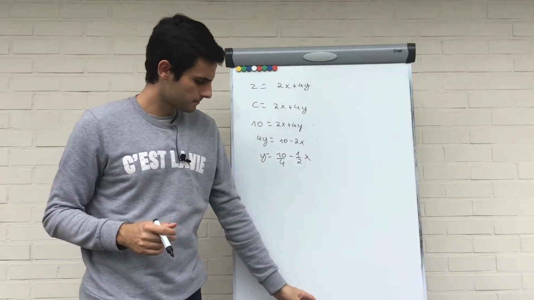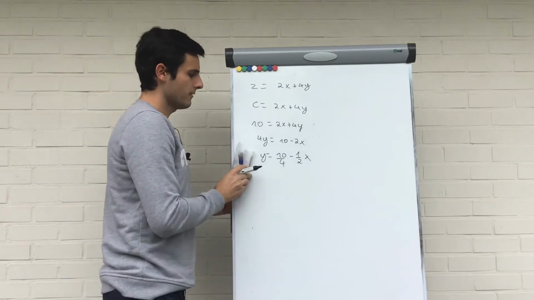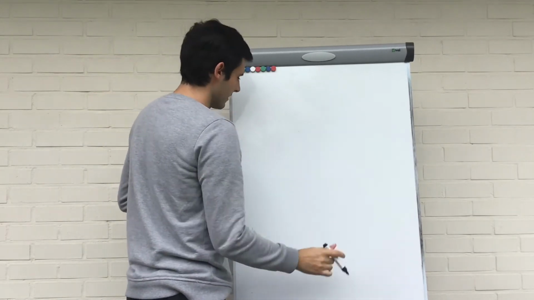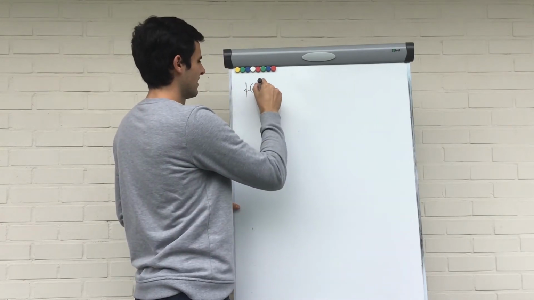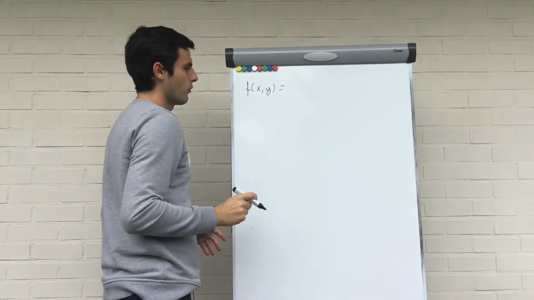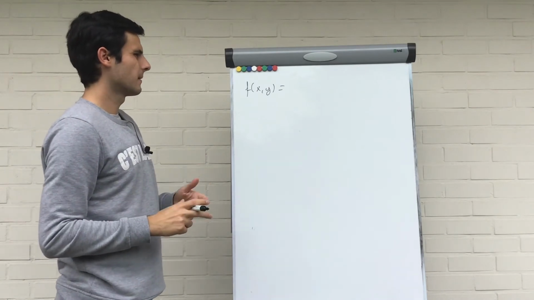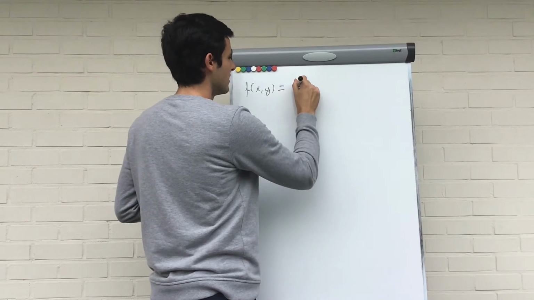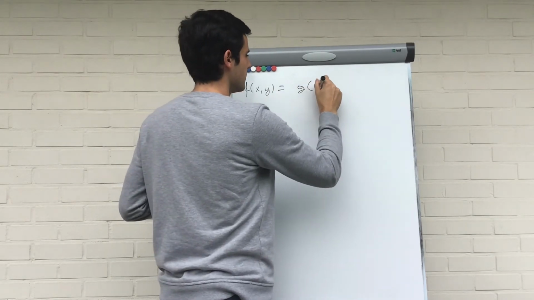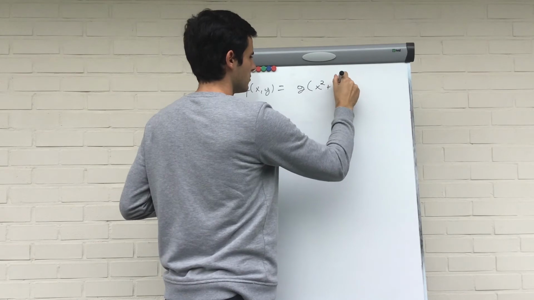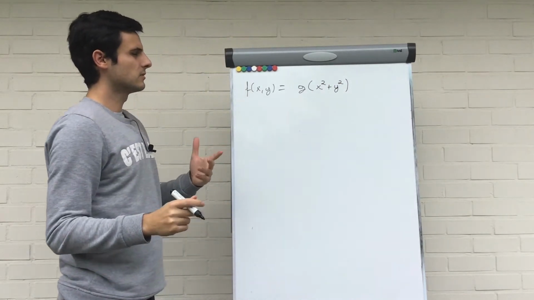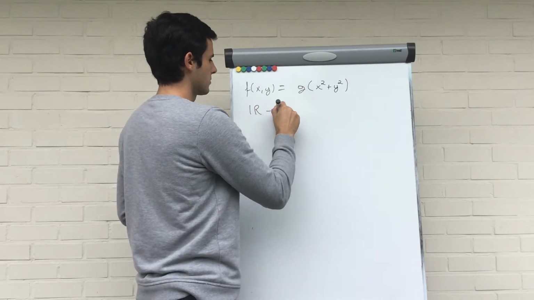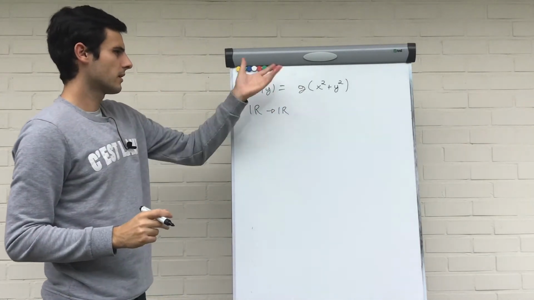Now, suppose we have a function of two variables. Let's call it f. And we know that f of x and y is equal to the function g of x to the power of 2 plus y to the power of 2. And we know that g is a function of one variable. So g goes from R to R and it is continuous.